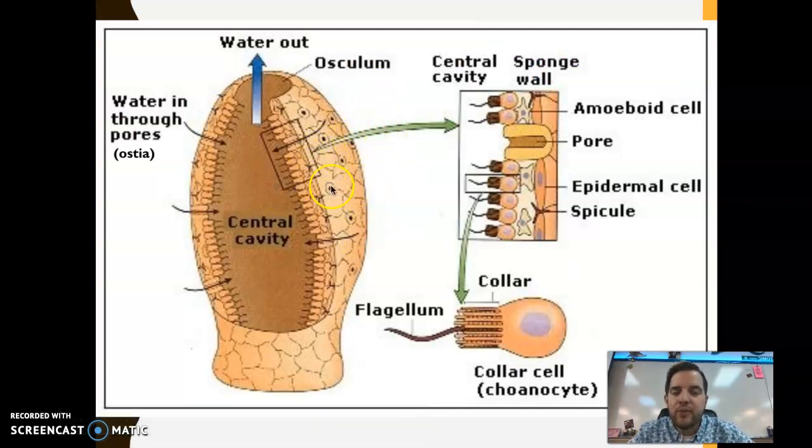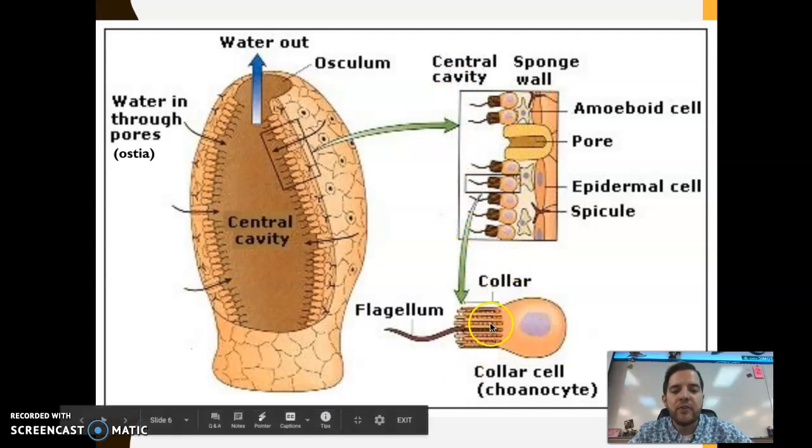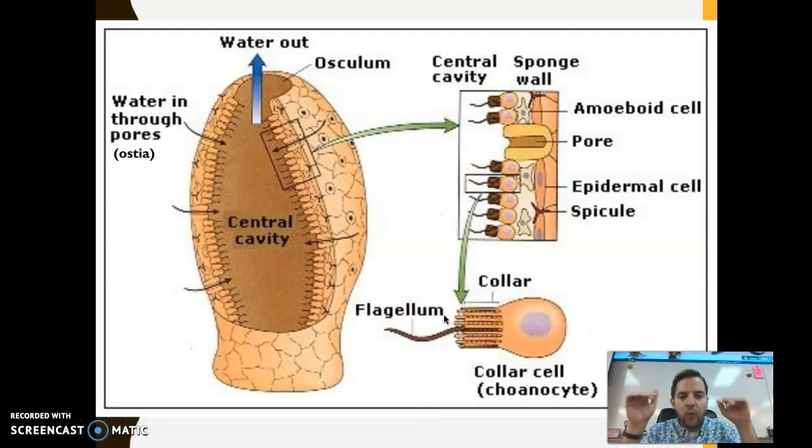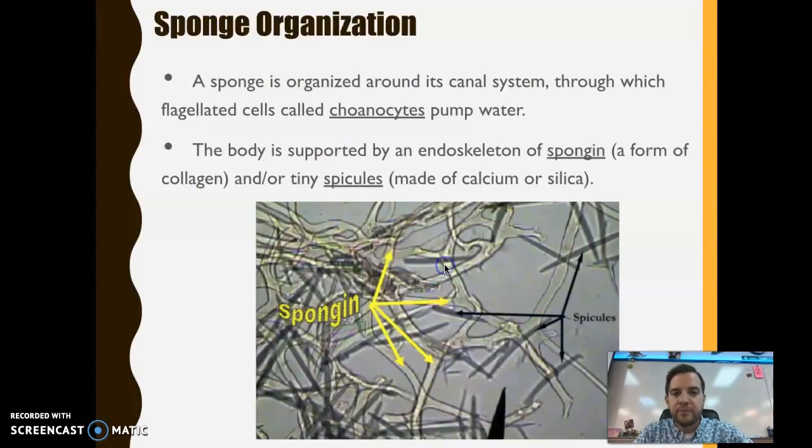The water comes in through the ostia on the sides of the sponge. This is a basic body style for the sponge. As it passes through the pores, it passes by and over the collar cells, and those flagella pumping push the water through the collar. It's almost like a colander or a strainer. It holds the food in there and the rest of the water can pass through. The food particles stay back and then they are consumed. And then the water is pumped out through the osculum. So sponges are organized around a canal system. Again, it's all about water movement.